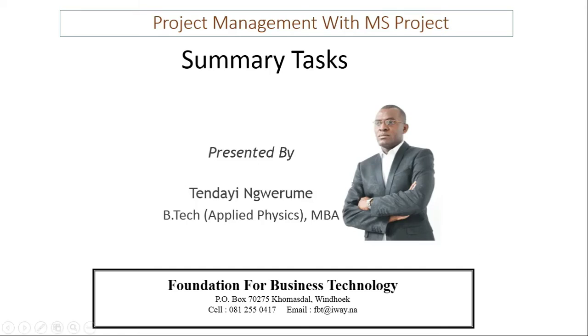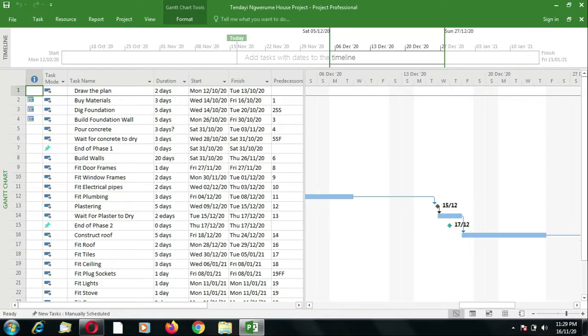Hello and welcome to this module where we are going to be discussing summary tasks. A summary task is used for organizing groups of tasks that are closely related, and we organize them into an outline.